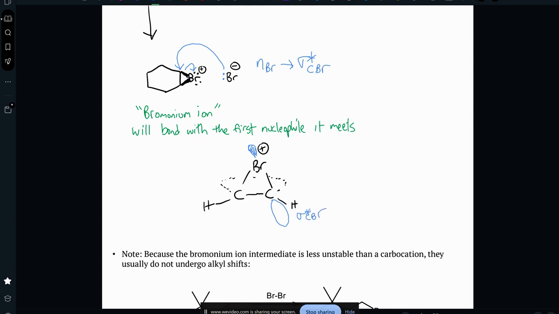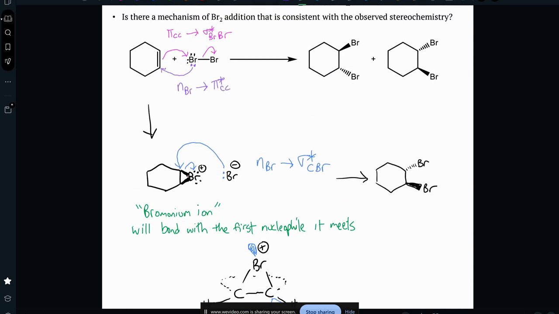So when Br minus comes in to attack it, it needs to come from the opposite side of where the other bromine is. So when it makes its approach to sigma star CBr, it's got to be across from where the first bromine was. What that means is when we attack, this new bromine is going to have to be pointed down if the old bromine is pointed up. Okay, so that gives us one of our products. That's this one.